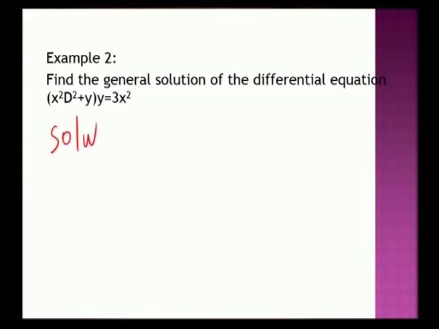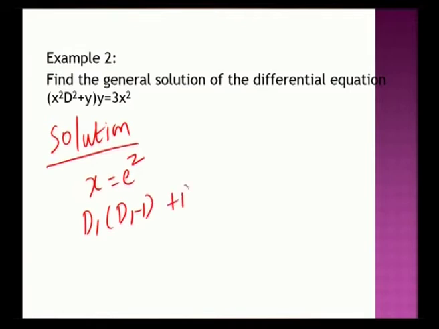But the procedure to solve is the same as we used in the earlier problem. So, first what we need to do is substitute x is equal to e power z. Then the given equation reduces to D1 into D1 minus 1 plus 1 into y is equal to 3 e power 2z.